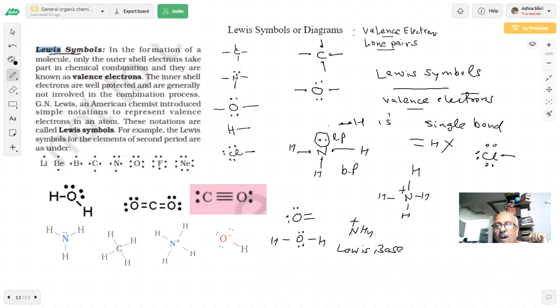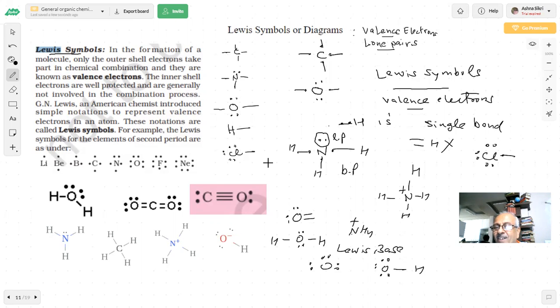Oxygen, what is oxygen? 2, 4, and 6. It should form two bonds. But if it forms only one bond, then what happens? If oxygen is forming one bond, students, then it will be negatively charged. If I write O minus, then how many are there? 2, 4, 6. That means oxygen is gaining the electrons.